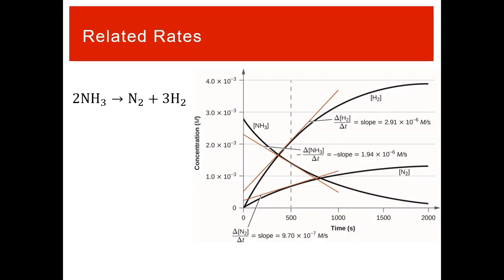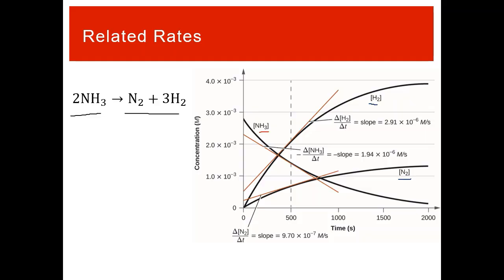We can see these relationships in action when we look at a graph of the change in concentration over time. So if we return to the reaction of NH3 becoming N2 and H2, one of the things we can see is that NH3 is a reactant. Its concentration is decreasing over time, whereas H2 and N2 are products, so they are increasing over time, which is good. That's what we would expect to see.